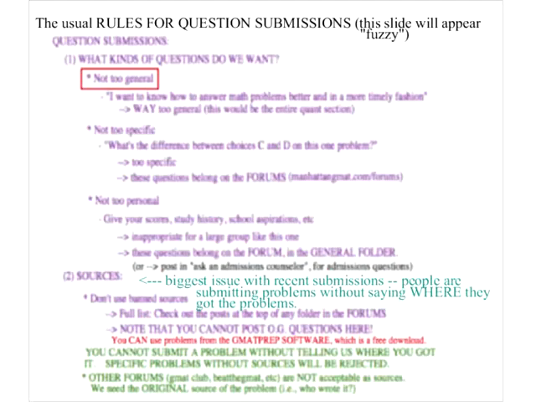So for instance, you can use GMAT prep. In fact, let me just make a list here. What sources can I use? Okay, GMAT prep software. Yes, you can use this because GMAT prep software is free. You can also use, but official guides, not okay.